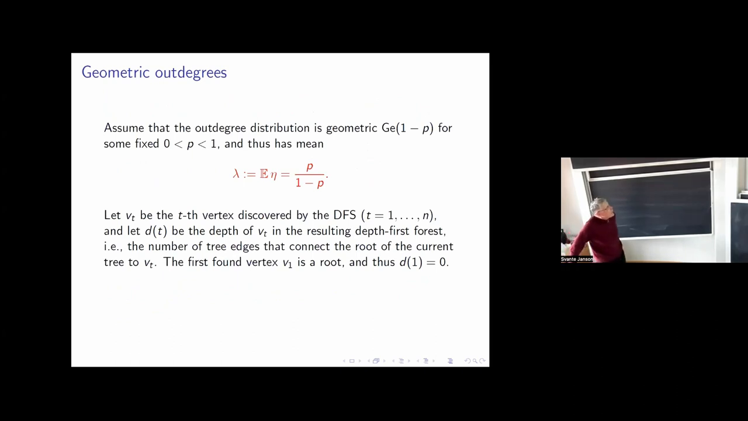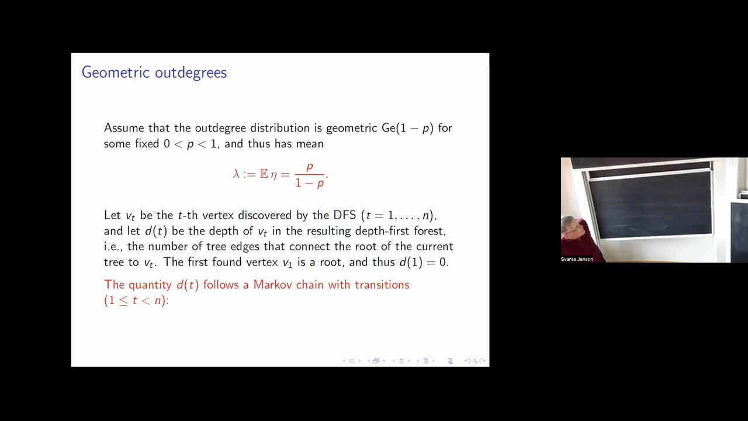So now we're going for geometric degrees. We assume it's geometric, and therefore the mean number of arcs from each vertex is p, 1 minus p. And notation is we number the vertices in the order we see them in this depth first search, and d of t is the depth of the t-th vertex in this depth first forest. So depth is the number of edges that connects it to the root. We start with 0, the root.